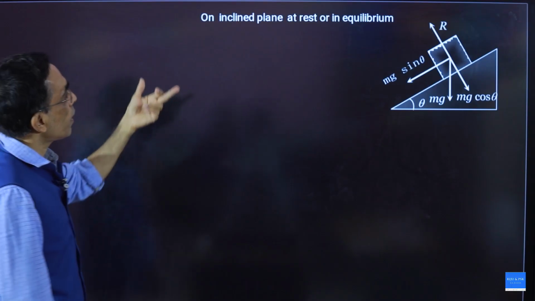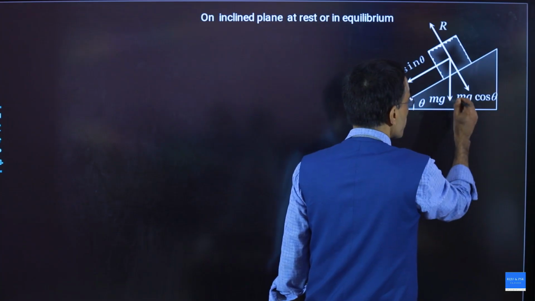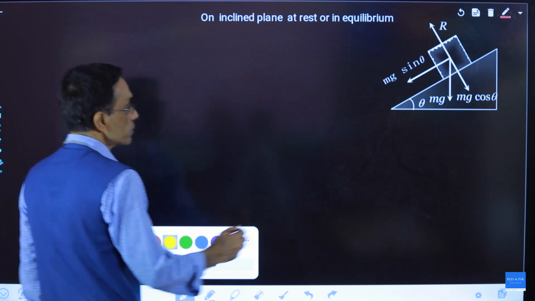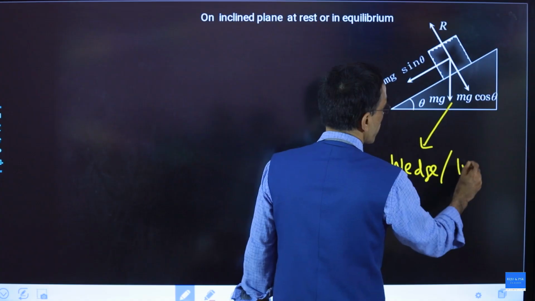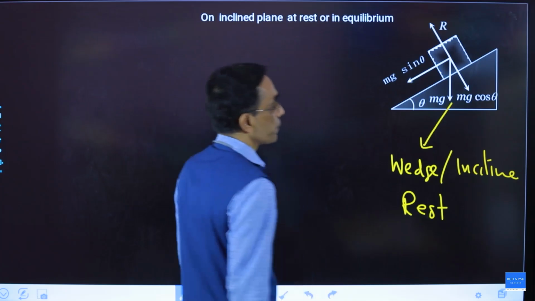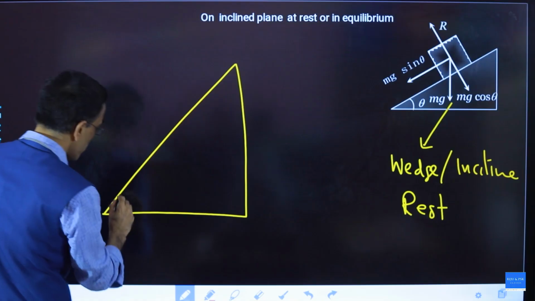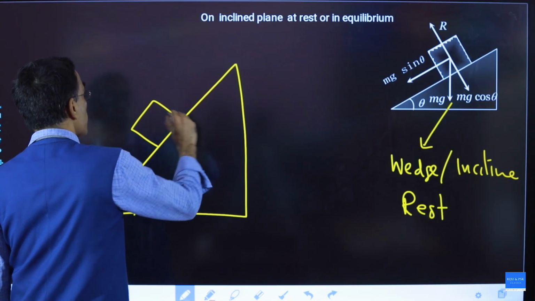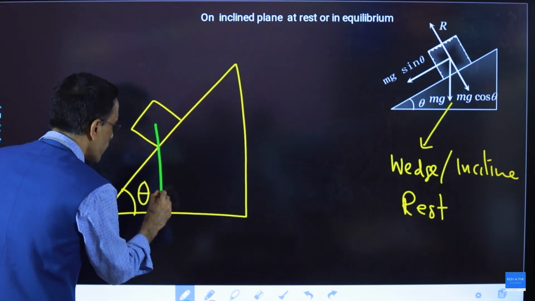Second thing, on an inclined plane at rest or in equilibrium. There is a body on an inclined plane and the plane is at rest. The inclined plane is at rest. This is sometimes called a wedge or inclined plane or sometimes just inclined. That is at rest. It's not moving. Now I think we should work this out. This is the inclined plane which is at rest, and this angle is called the angle of the inclined plane, and there is a body on the top of it, and we know that the weight of the body will act in this direction. This is the direction in which weight will act.